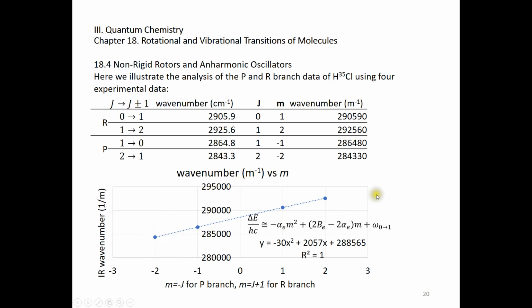And now let's look at the data fitting. You have to use a quadratic function over here. So I'm using a quadratic function. I get y equals negative 30x squared plus 2057x plus 288,565. R squared is 1. So really we just compare this coefficient in front of M squared with this coefficient in front of x squared. So we can immediately see alpha sub E is 30 per meter. 2B_E minus 2 alpha_E is 2057 per meter. And this omega from 0 to 1 is 288,000 per meter.